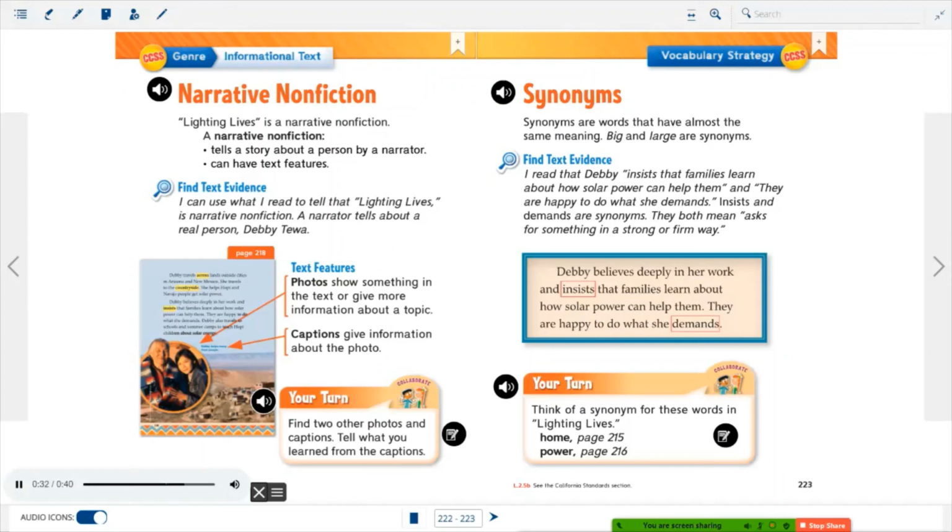Debbie believes deeply in her work and insists that families learn about how solar power can help them. They are happy to do what she demands.